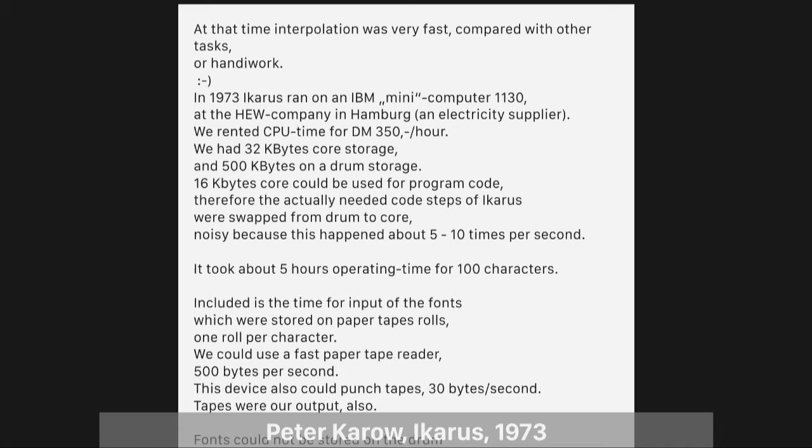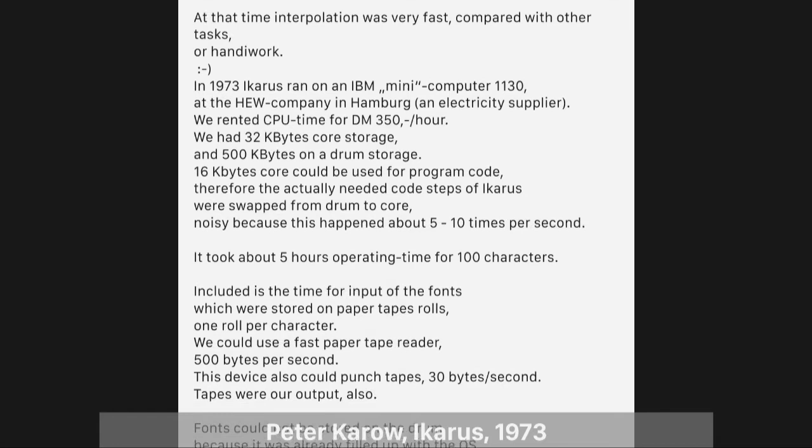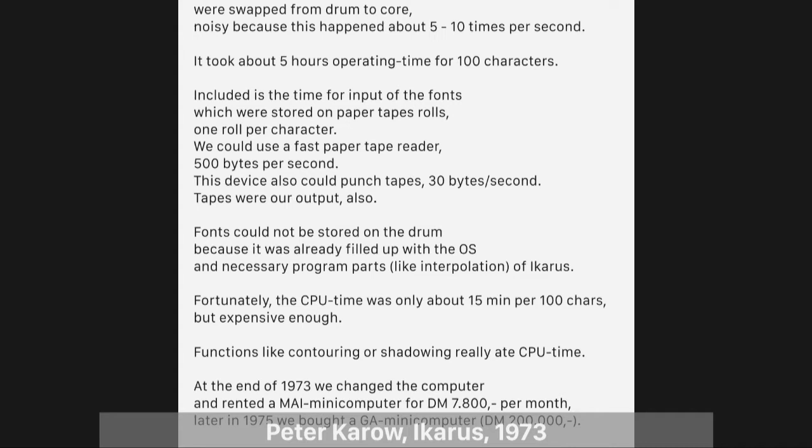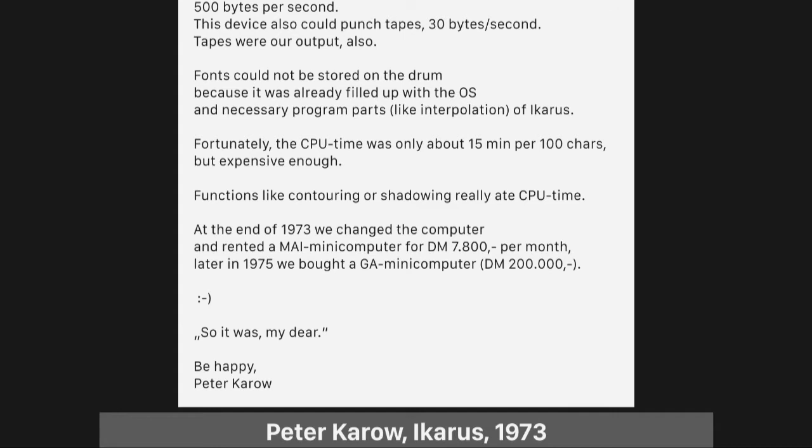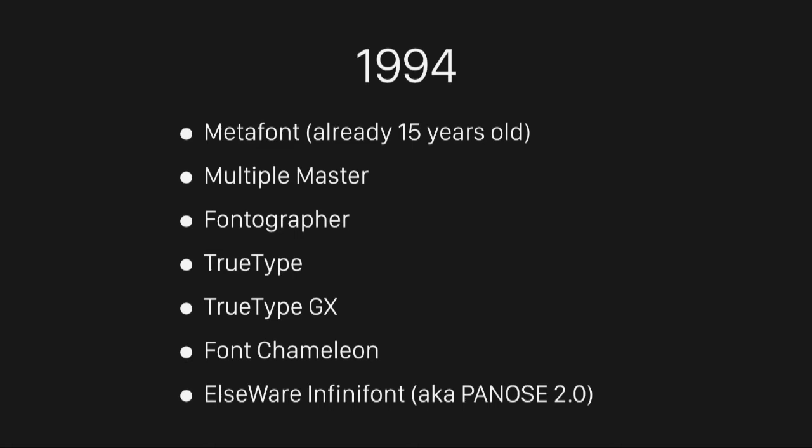And then I asked him how long did interpolation take? So that's 5 hours operating time, to get this program ready, to program it all. Input and output was with punch tapes. You got your output at 30 bytes per second on these punch tapes. The CPU time for interpolating characters was 15 minutes per 100 characters. That's 9 seconds per glyph to interpolate. So we have it pretty good. They bought their own computer at the end of '73. They were massive amounts of money, and the idea of programming these things was not easy.